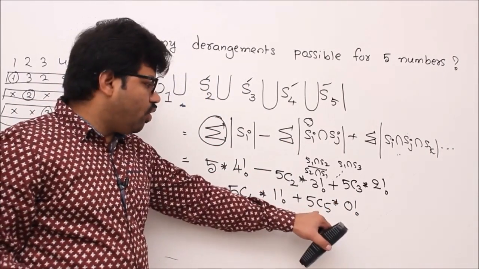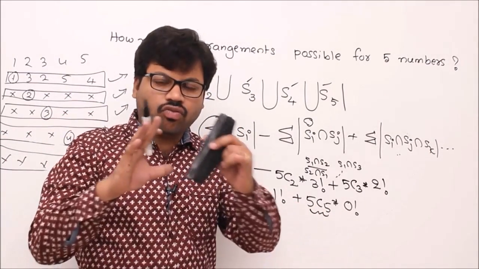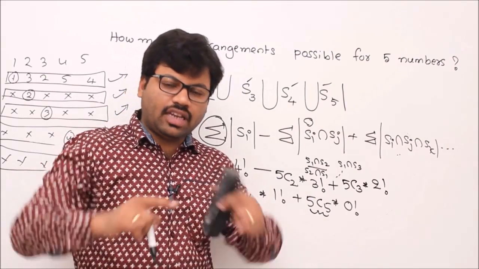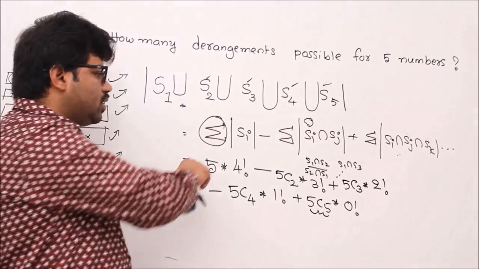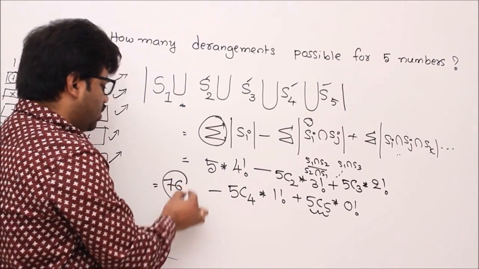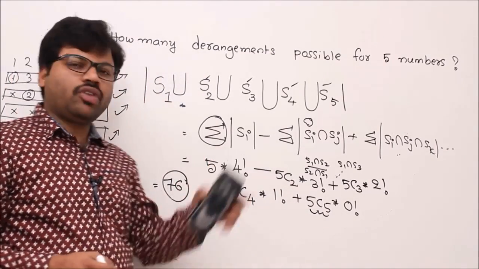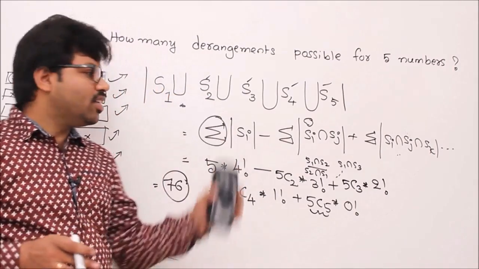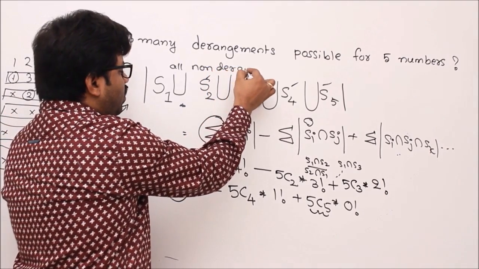So 5C5 is what? So this represents what? All the size 5 intersections. There is only one such intersection where there are 5 sets and its value is 0 factorial. Okay. Now this is the formula. If you simplify it, you get 76. Okay. I am not simplifying, anyone can simplify it, isn't it? So that's why, if you simplify, you get 76. But what's our question? What is this? This is all non-derangements, isn't it?